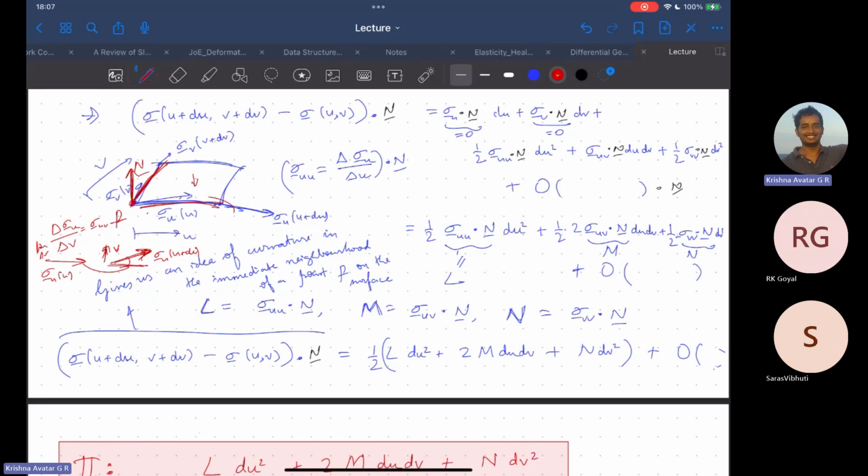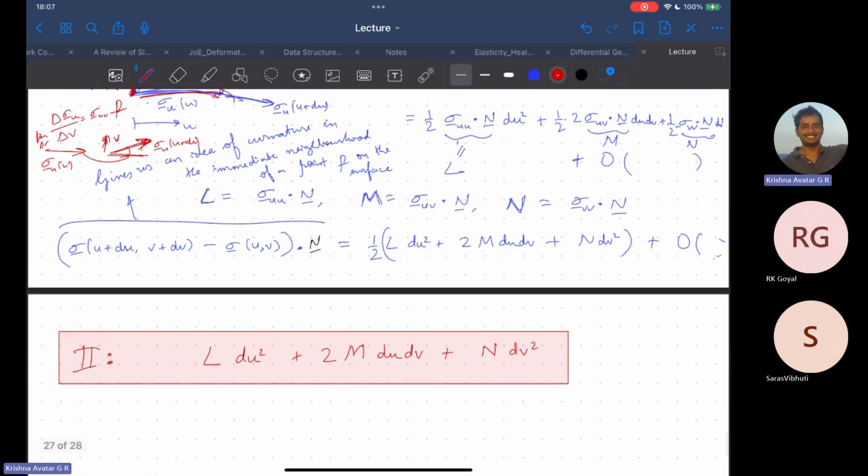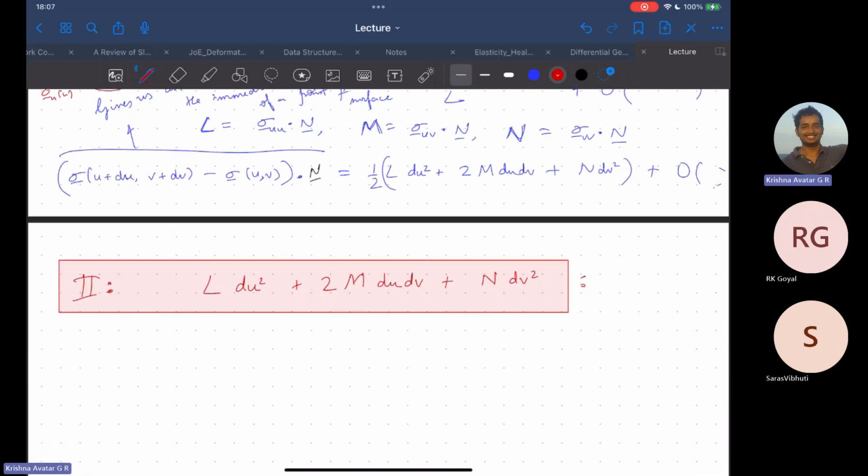So you can now clearly see that L, M, and N tell us about that. It does not give us the curvature. I must tell you beforehand, it does not give us the actual value of the curvature that we want. It gives us an idea about curvature. For getting the actual value of curvature, we'll move forward. So L, M, and N, this is called the second fundamental form.